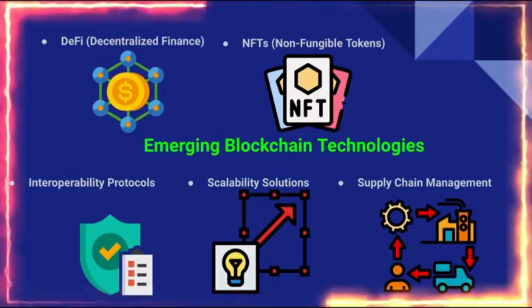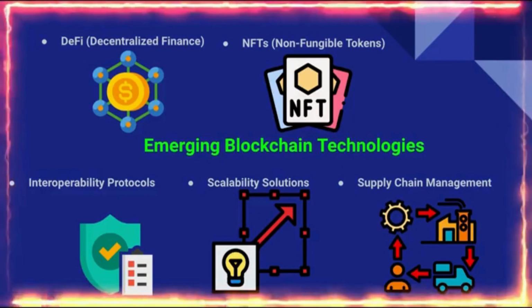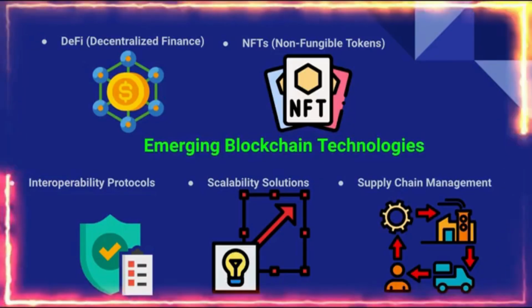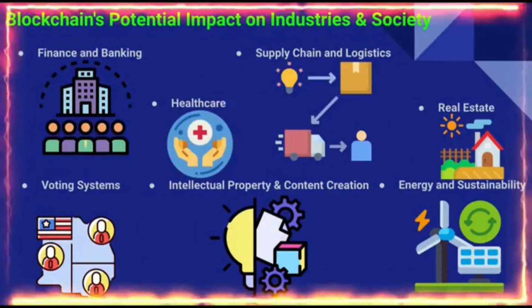Blockchain and supply chain management. Blockchain can enhance transparency and traceability in supply chains by recording every step of a product's journey, reducing fraud, ensuring authenticity, and improving efficiency.